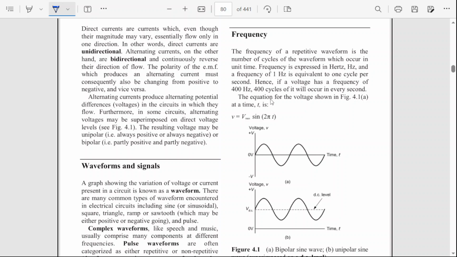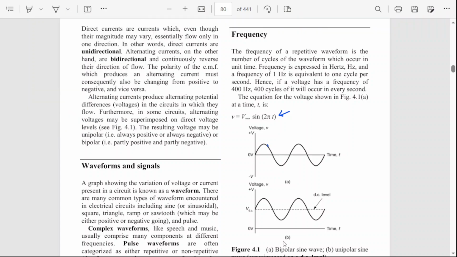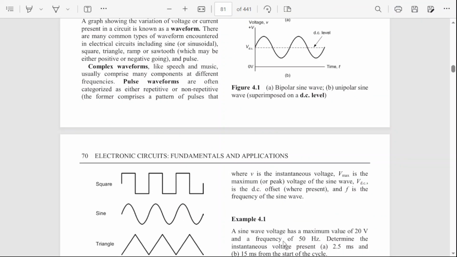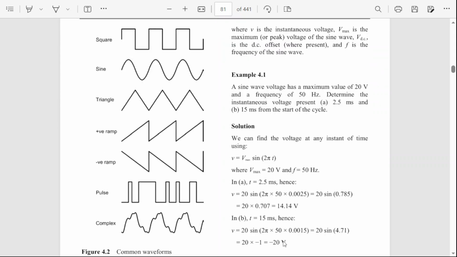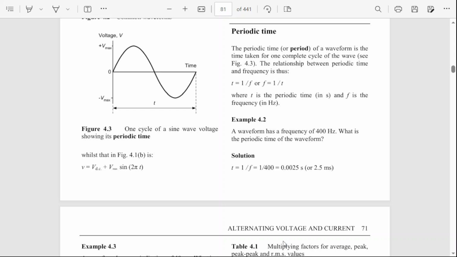Okay, so now this says the equation for the voltage shown in figure 4.1 at a time t is, I don't know why they shift from frequency to this formula here. And this is for calculating instantaneous voltage, for example, the voltage at a specific point on a sine wave. But let's continue. Alright, so that was the first property of a sine wave.